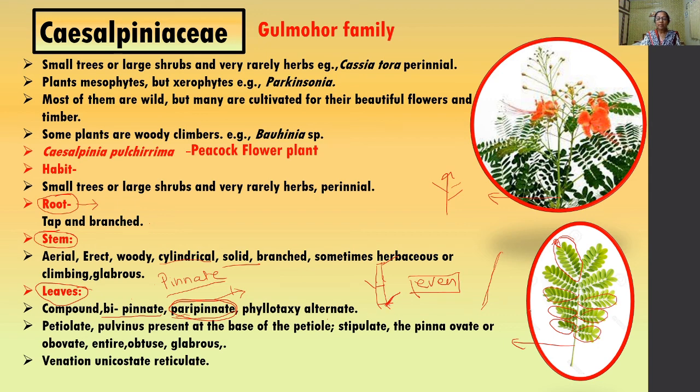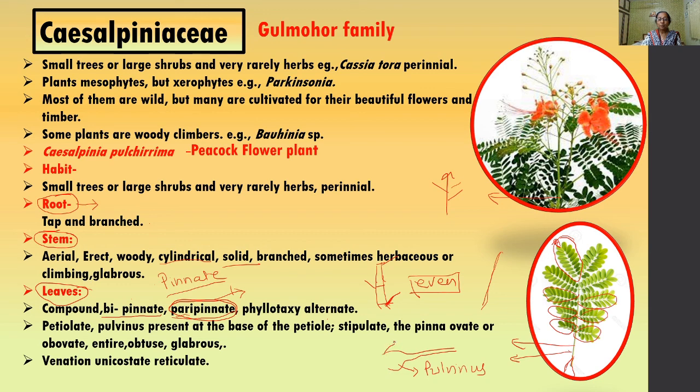So, we call the leaf a petiolate. This is the stalk of the leaf, we call it the petiole. At the base of the stalk, when you observe it minutely, there is a swollen portion. The swollen portion is seen at the base of the leaf stalk or the petiole. That is called the pulvinus. So, the pulvinus is the swollen part present at the base of the petiole.